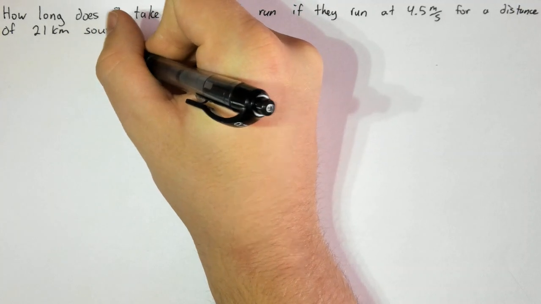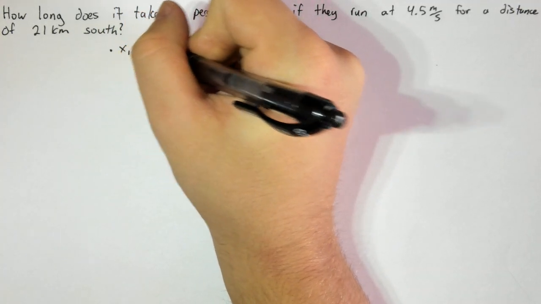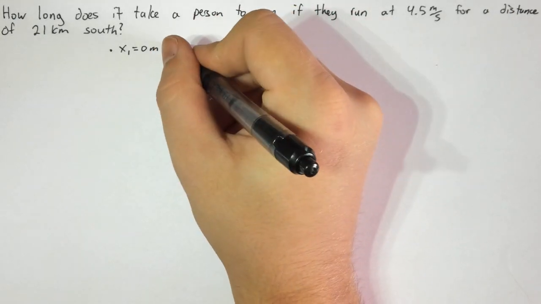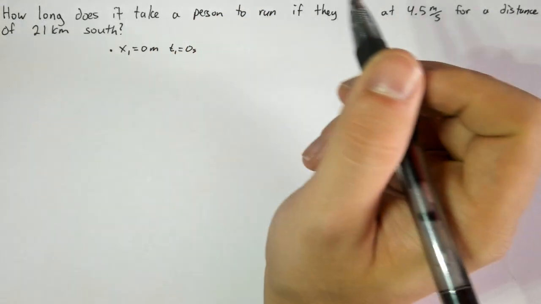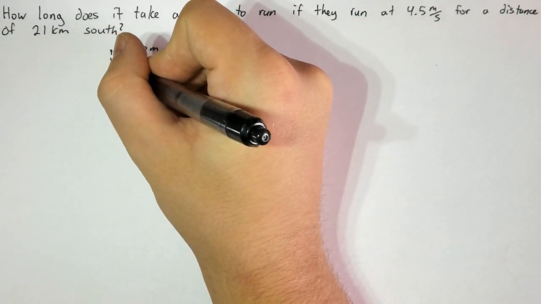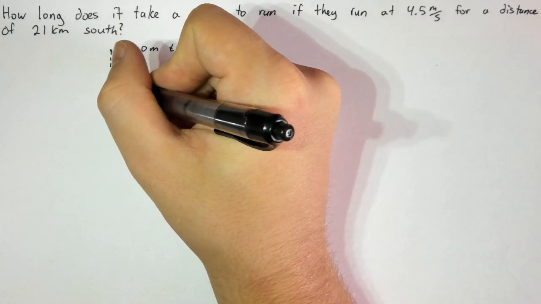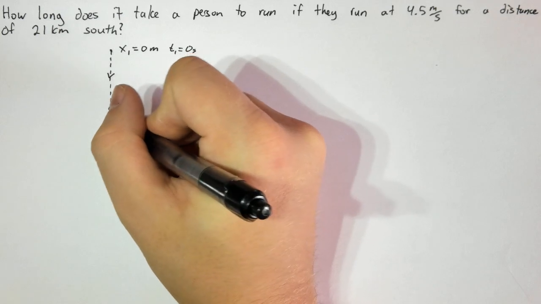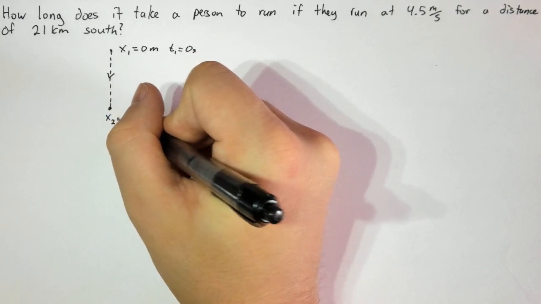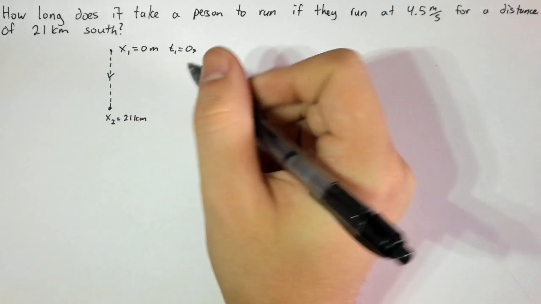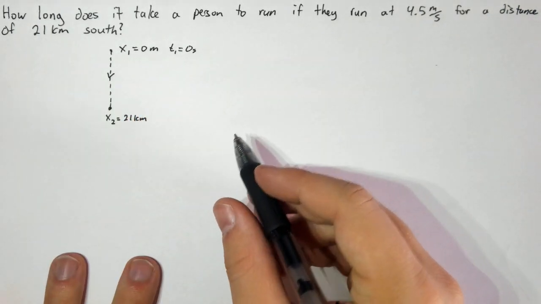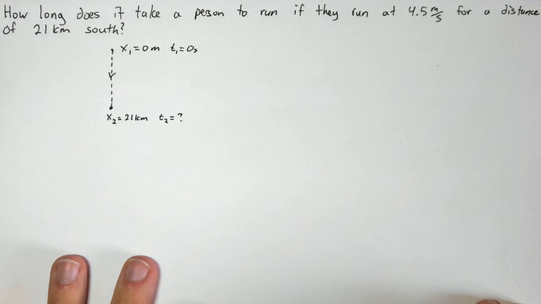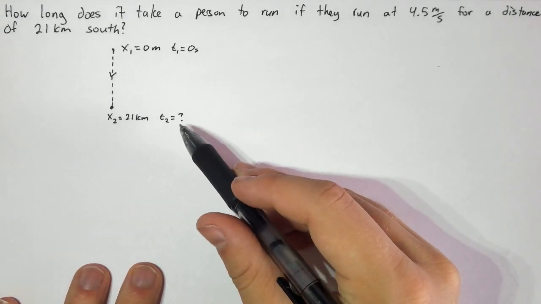So I'm going to draw the scenario where we start at x1 equals 0 meters, and we're going to start at a time of t1 equals 0 seconds. Then the person runs this way, south direction, and finishes at a point x2, which is at 21 kilometers, where t2 is unknown. So we don't know what time they arrive at.